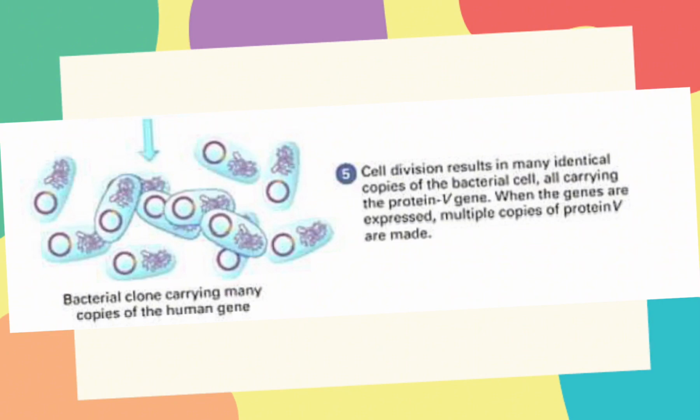During cell division, the bacterial cells containing the recombinant plasmid, which carries the protein V gene, replicate. This results in many identical copies of bacterial cells, all inheriting the recombinant plasmid, and consequently the protein V gene. When these bacterial cells express their genes, the cellular machinery reads the protein V gene and produces multiple copies of protein V, leading to the synthesis of the protein within the bacterial population.